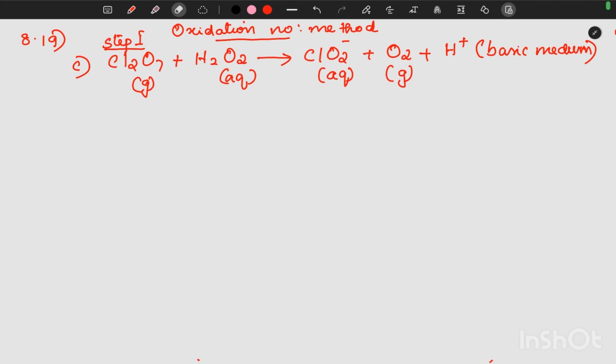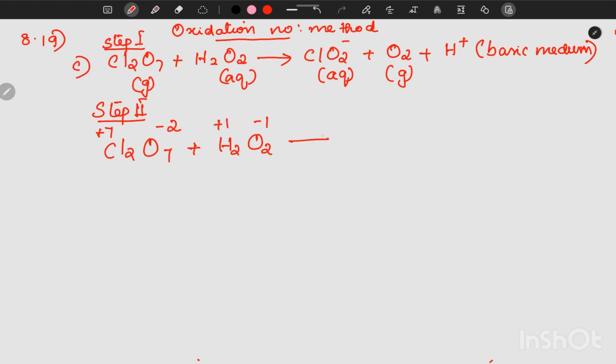For balancing this equation in basic medium, first let us assign oxidation state to each atom. In Cl2O7, the oxidation state of oxygen is -2. 7 oxygen atoms, 7 into -2 is -14. So 2 chlorine atoms get +14 and 1 chlorine will get an oxidation state of +7. In H2O2, the oxidation state of oxygen is -1 and hydrogen +1.